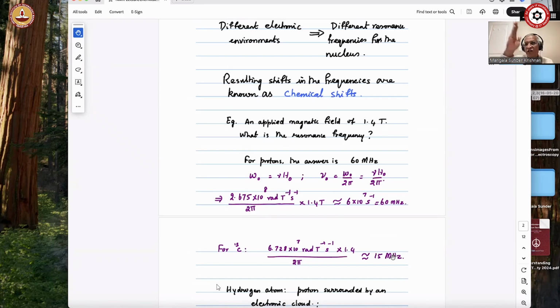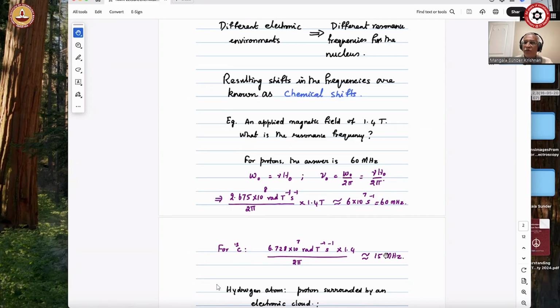You either fix the magnetic field, H naught. If you fix the field at 1.4 Tesla in the coil experimental methods, then proton will absorb at 60 megahertz, carbon-13 will absorb at 15 megahertz. So you must have a radio frequency field which is changing. When it reaches 15 megahertz, carbon-13 gets absorbed. If the radio frequency field rises to 60 megahertz through the radio frequency coil, then proton gets absorbed. So this is one experiment.